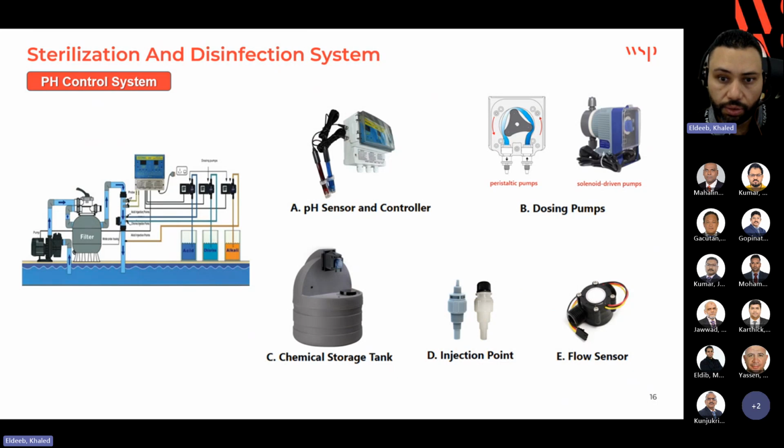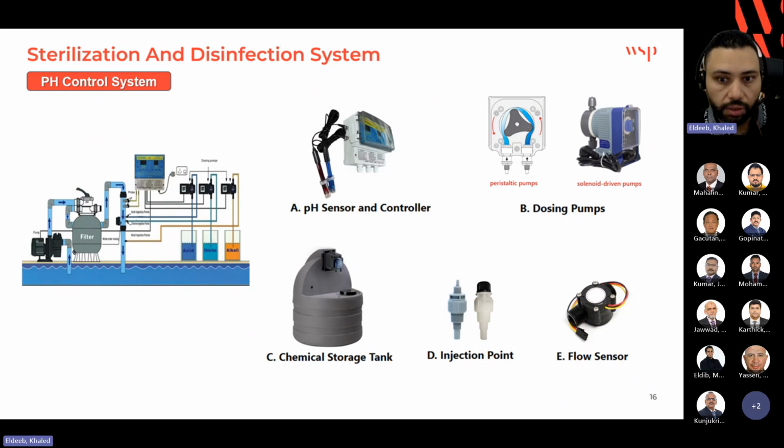The second one is the dosing pump, which we use to inject acid or base into the pool water. So we need to choose a pump with an adjustable flow rate because we are dealing here with a small and accurate flow rate. So it has to be an adjustable flow type. There are two common types of dosing pumps, as we see here on the screen.